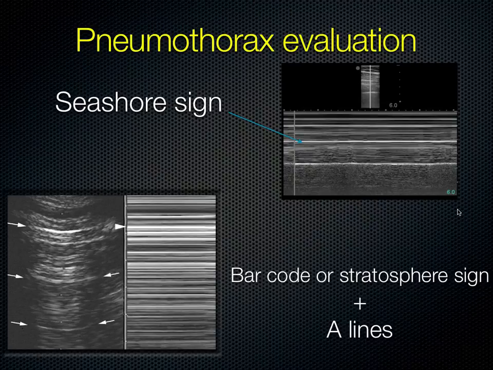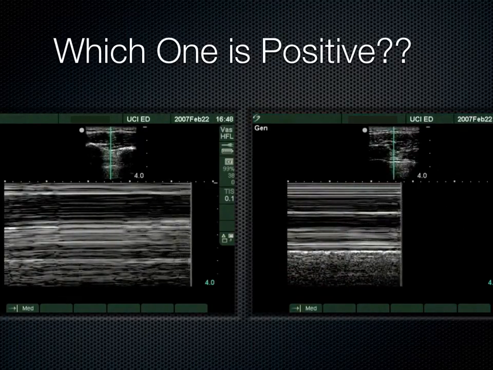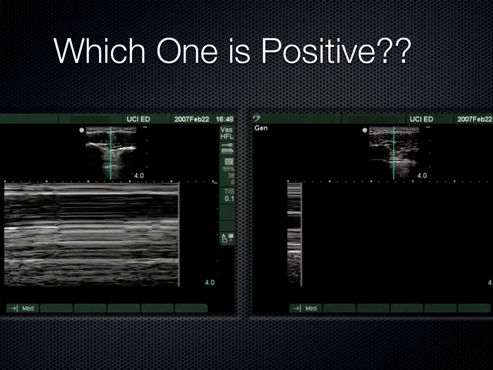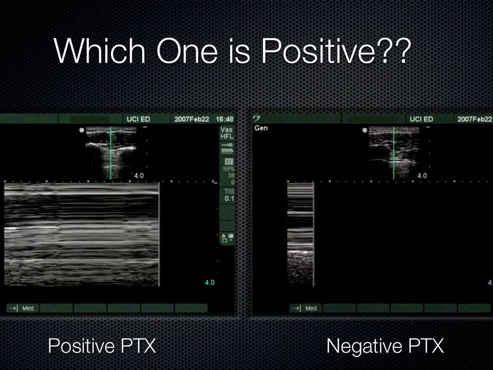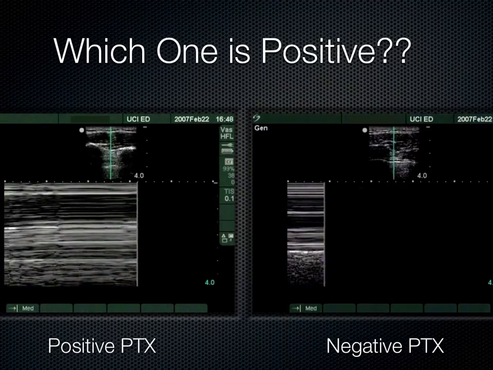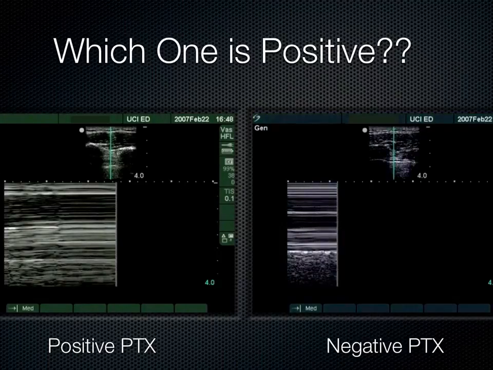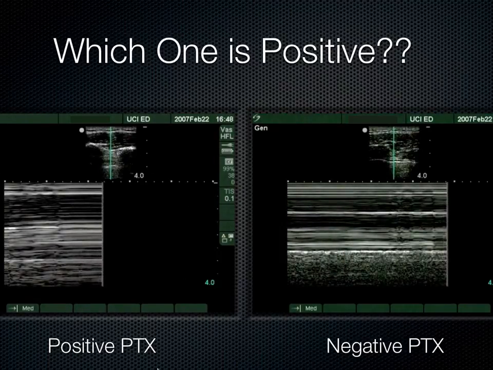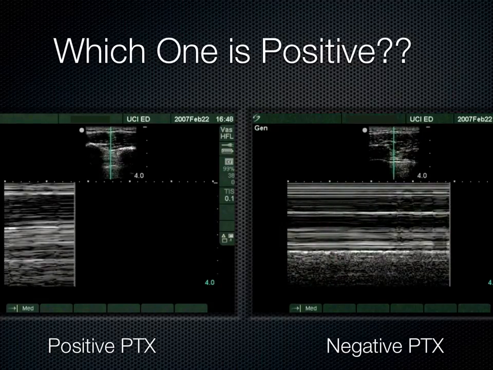Side-by-side comparison of the appearance of a seashore sign with the appearance of a barcode sign, and again, pneumothorax can have A lines but will not have B lines. In this example, which side is positive? Right. So there's a positive pneumothorax in the image on the right, which shows the barcode, and the image on, actually, the image on the left of the screen that you're seeing right here, positive pneumothorax, and here we have the Sky Ocean Beach, negative pneumothorax.